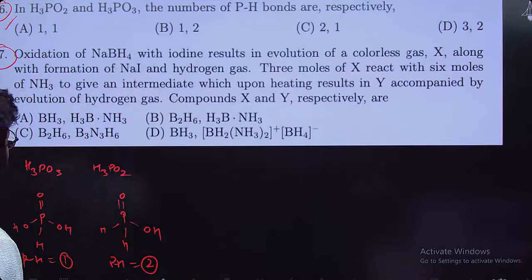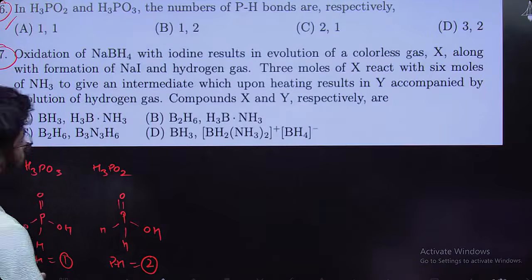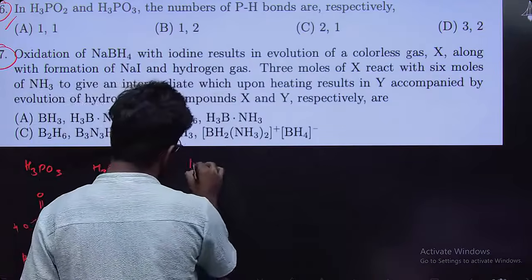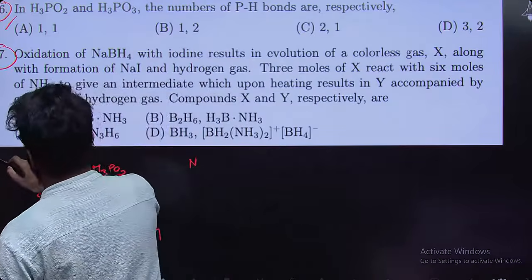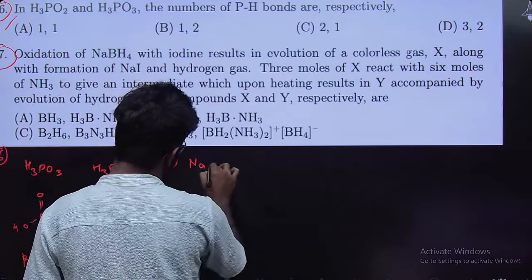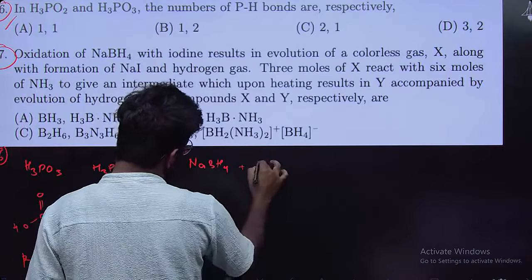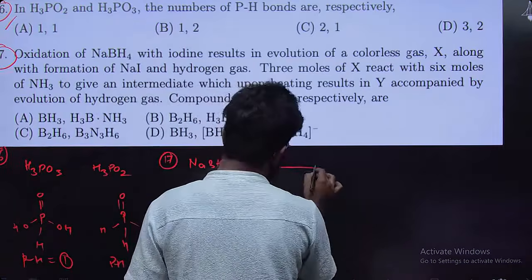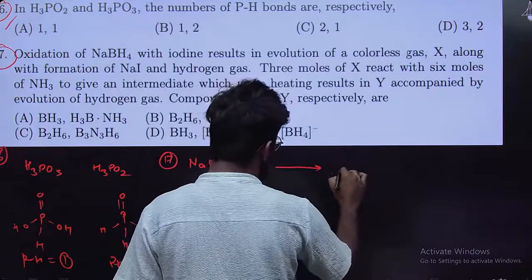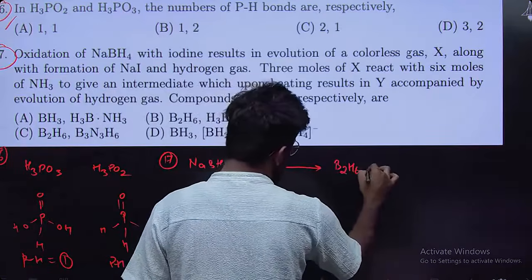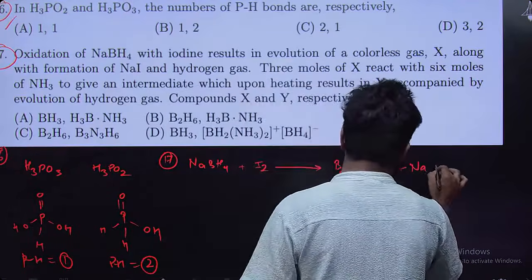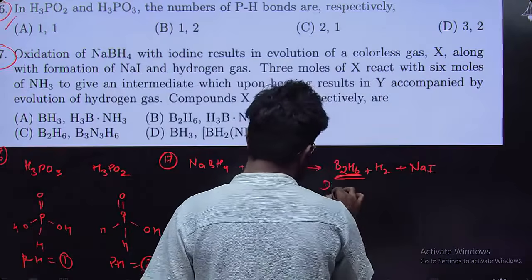Oxidation of NaBH4, the second question. The oxidation of NaBH4 with iodine results in the evolution of the gas X. So basically this is what I want to tell you, although it is not part of the syllabus, just for the sake of your understanding: sodium borohydride is a reducing agent, iodine is an oxidizing agent. When they are treated together, technically you get a gas known as diborane, along with the evolution of hydrogen, right, and sodium iodide, right? This B2H6 is known as diborane, right?